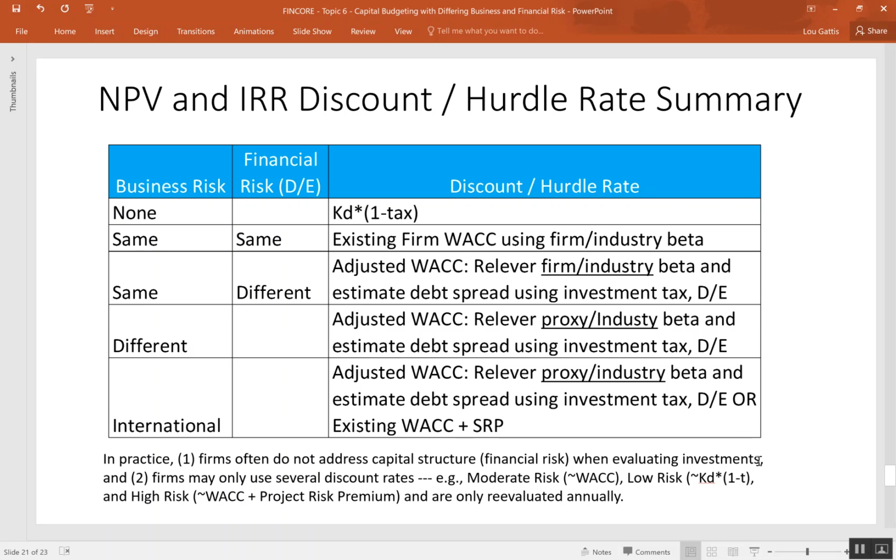So what I'm saying is firms don't always calculate a bottoms-up WACC for every investment. They might just categorize it as very low risk, average risk, and high risk investment, and do some initial analysis of what those WACCs might look like, or discount rates, and use them.